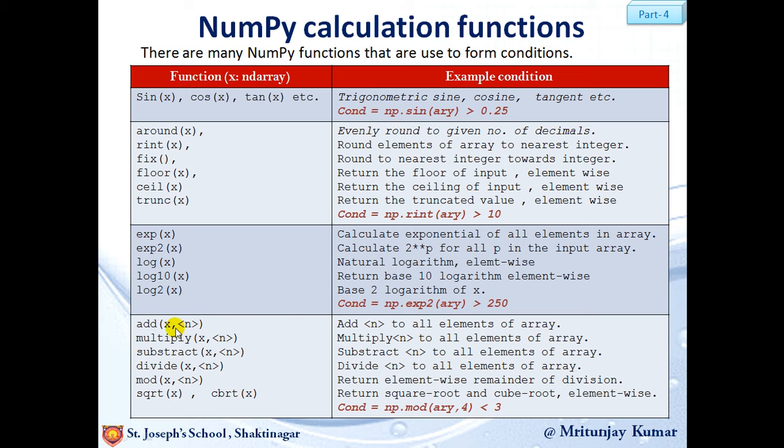There are other useful functions like add, multiply, subtract, divide and mod, and sqrt and cbrt. The sqrt and cbrt functions are used to return the square root and cube root of the array element-wise.